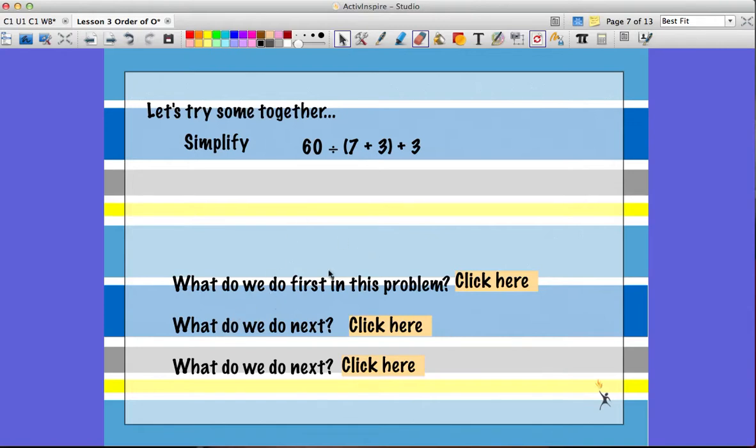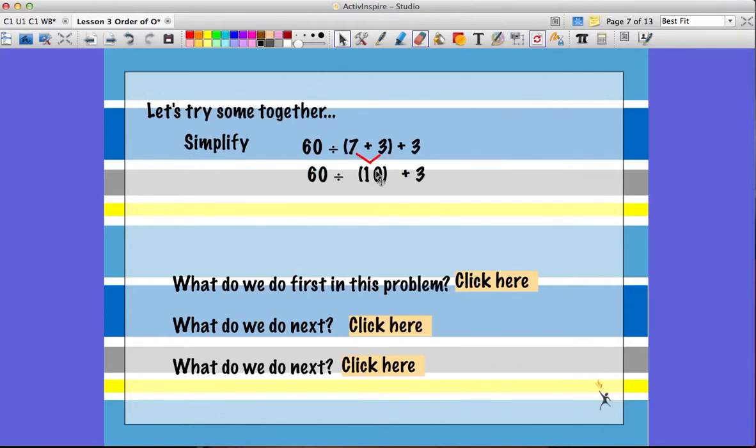So for the first part, what do we do first in this problem? Okay, because the P stands for parentheses, we look for any parentheses. We do have parentheses, so we have to do whatever is inside of those parentheses first. Whenever you see parentheses, you have to use the order of operations again. So if there was more than one operation in here, you would use the order of operations to decide what to do first. In this case, we only have addition, so all we have to do first is 7 plus 3, and 7 plus 3 gives us 10.